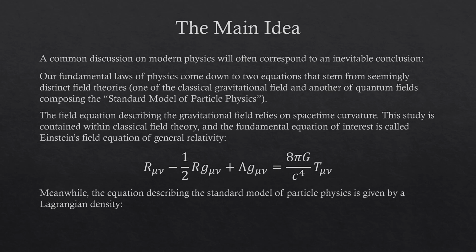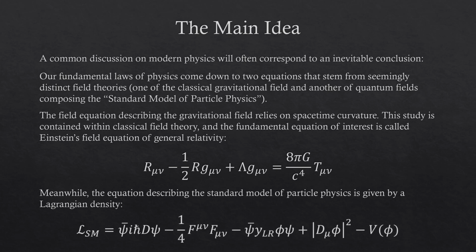Meanwhile, the equation describing the Standard Model of particle physics is given by a Lagrangian density. The first sector, the Dirac sector, is given by the Dirac conjugate of spinor fields multiplied into i h bar times the Dirac operator acting on the spinor fields, minus 1/4 the collection of Yang-Mills tensor fields, F upper mu nu with F sub mu nu, minus the Dirac conjugate of spinor fields times the Yukawa mixing matrix in terms of left and right-handed fermion particles acting then also on the Higgs field, coupled then with spinor fields, plus the kinetic term for the Higgs field, which is the covariant derivative of the Higgs field, its norm squared, minus the potential of the Higgs field via phi.